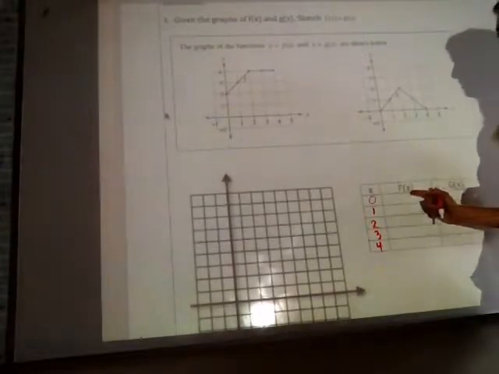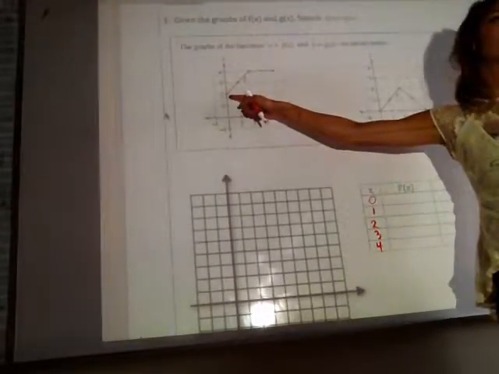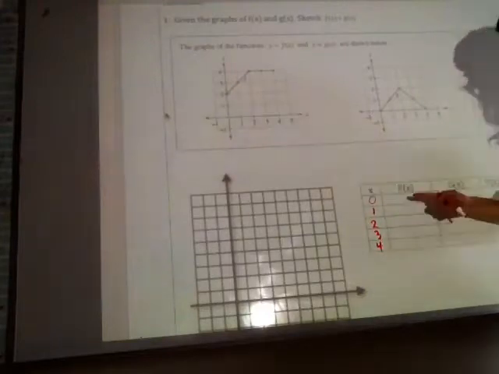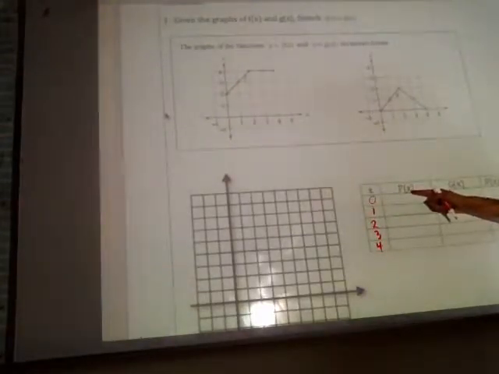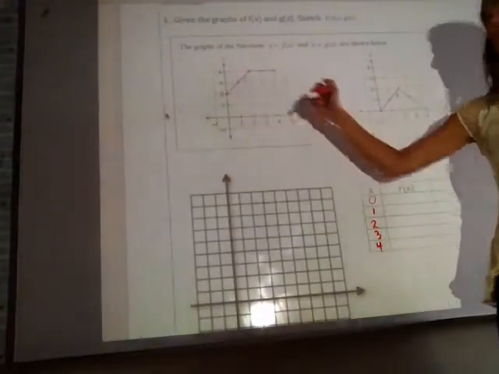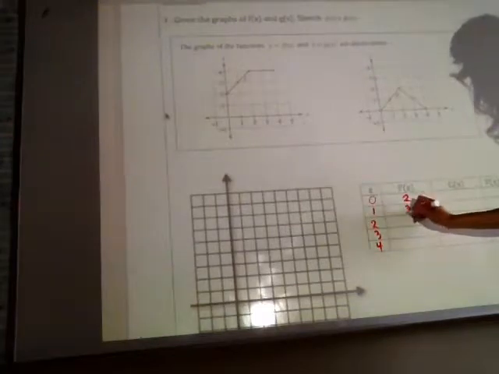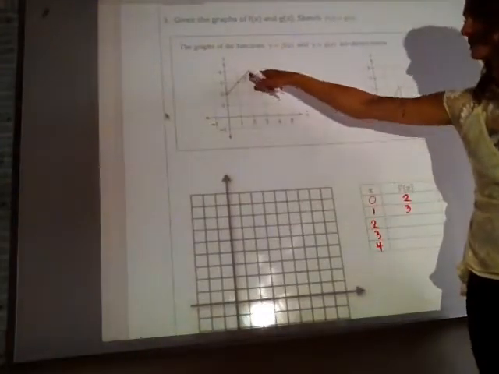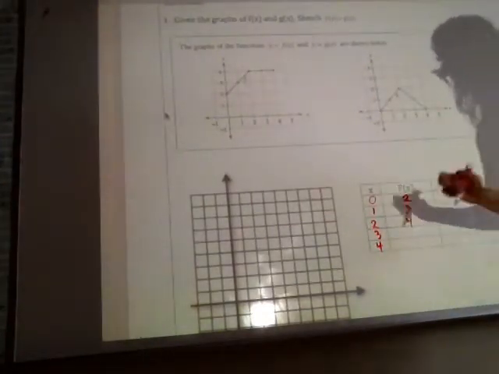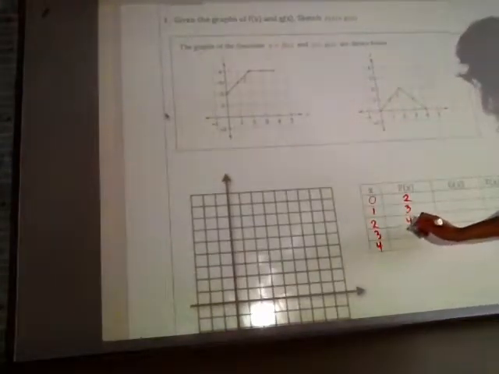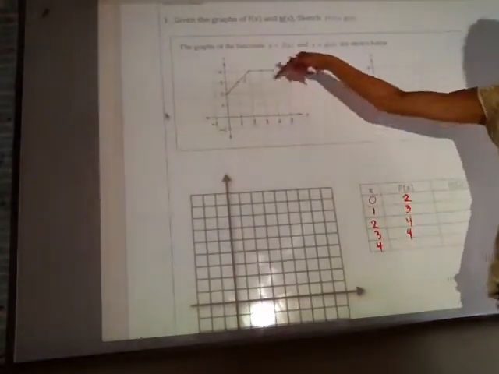On graph F, f of 0 is 2. Okay, so we're plugging in 0 for this x. F of 0 is when y is 2. Okay, f of 1 is when y is at 3. F of 2 is when y is at 4. F of 3 also at 4. And f of 4 also at 4. How are we doing so far?